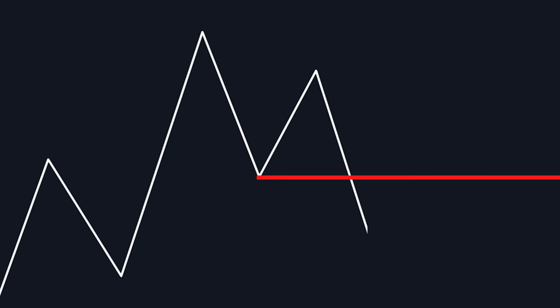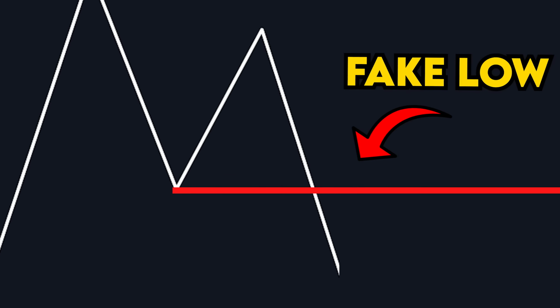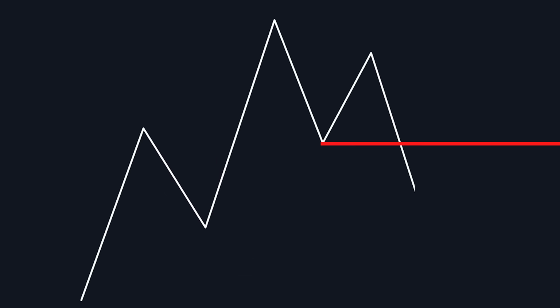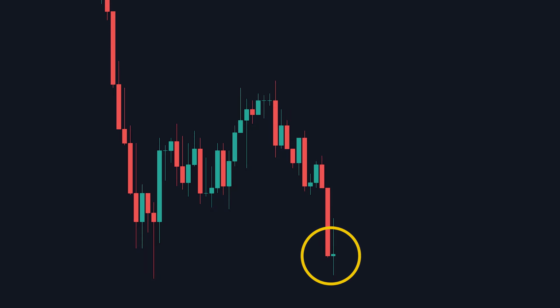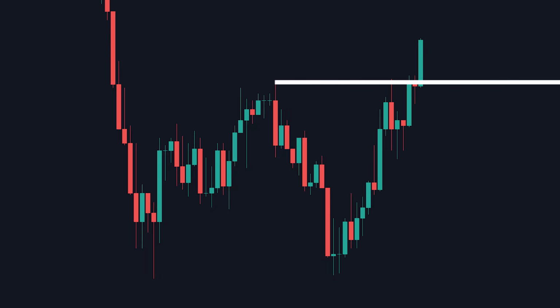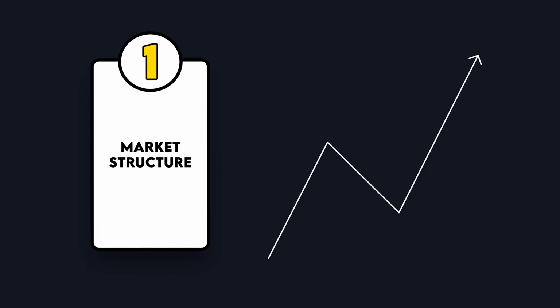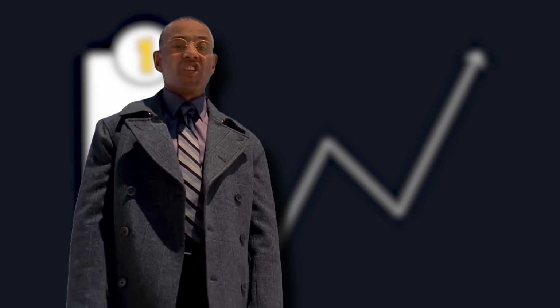Sure, price made this low, but this low is actually not a valid low at all. Why? Because price never broke the valid low, which is right here. I want to make this very clear. In order for a low to be validated, it needs to break the previous high. If you do not understand this, the strategy will not work. You are done.